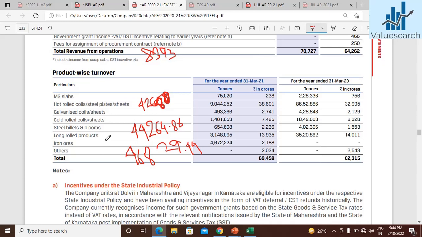So how to do it? We can do it like this. You just first add these numbers: 75020 plus 9044252 plus 493366 plus 1461853 plus 654608 plus 3148095 plus 4672224. So you have got your volume.